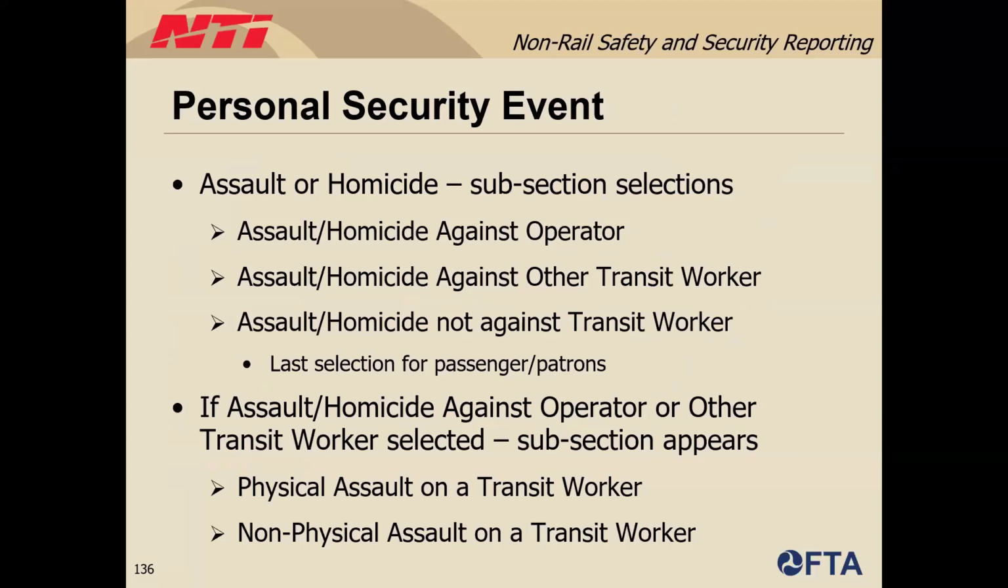If either assault or homicide is selected as the event type, then a subsection will appear for additional information on who was assaulted or killed. The first two selections are for operators and workers. The last section, assault/homicide not against a transit worker, would be used to report assaults against passengers or patrons. Another subsection will appear if assault/homicide against operator or assault/homicide against other transit worker is selected to collect this act as a physical or a non-physical assault event.